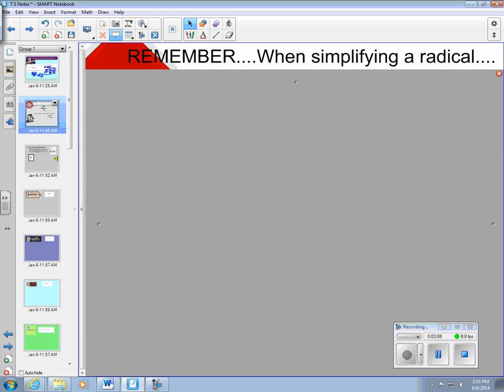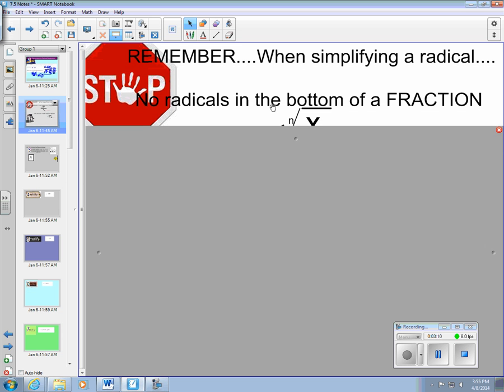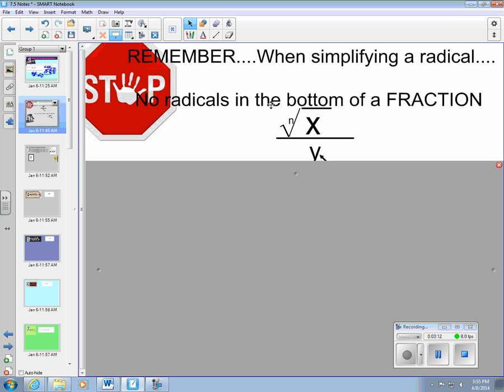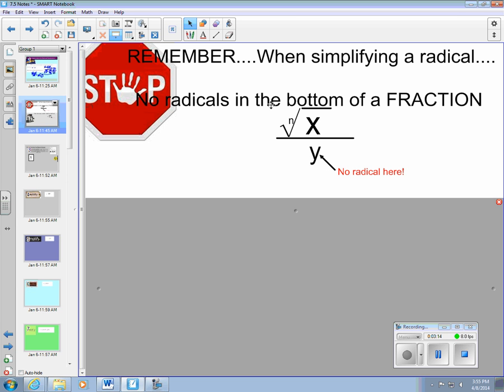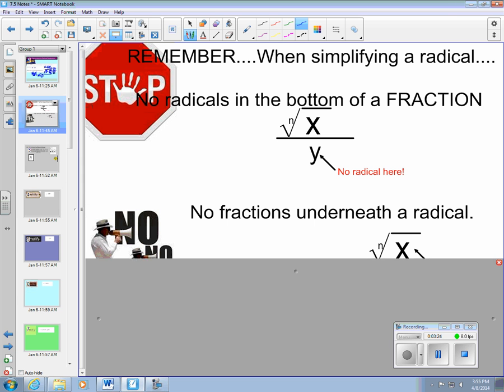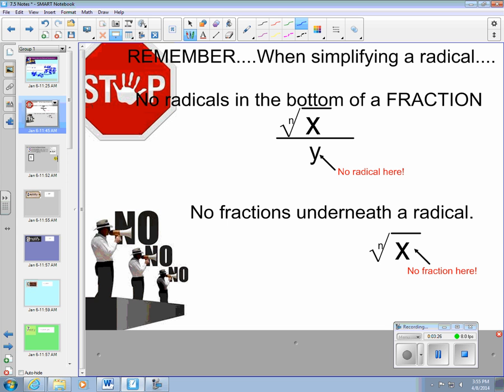So a couple things to remember when simplifying a radical. Stop. No radicals in the bottom of a fraction. So we have the nth root of x over y. We cannot have radicals in the denominator of a fraction. So in order to get rid of these, we're going to multiply the numerator and denominator by a quantity so that the number underneath the radical is an exact root. So we'll do a couple examples of these.